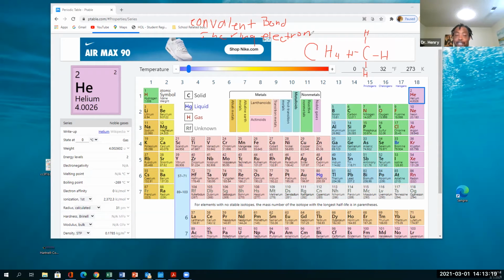So there's 2 types of sharing, right? There's what we call even sharing, and then there's uneven sharing. When we're talking about uneven sharing, we're talking about molecules like water, H2O. You guys are familiar with H2O, right? Yes. Okay. So the electrons between oxygen and hydrogen are being shared, but they're being shared unevenly.